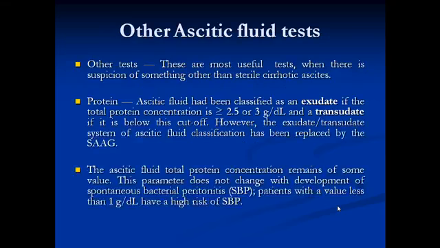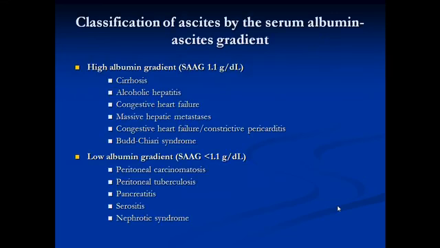Cultures, other ascitic fluid tests, protein, so many things. Classification of ascites by the serum albumin ascites gradient. High albumin gradient: what are the causes? Cirrhosis, alcoholic hepatitis, congestive heart failure. Low albumin gradient: peritoneal carcinomatosis, peritoneal tuberculosis, pancreatitis. All of these things are really important for you. Please note it and memorize it.